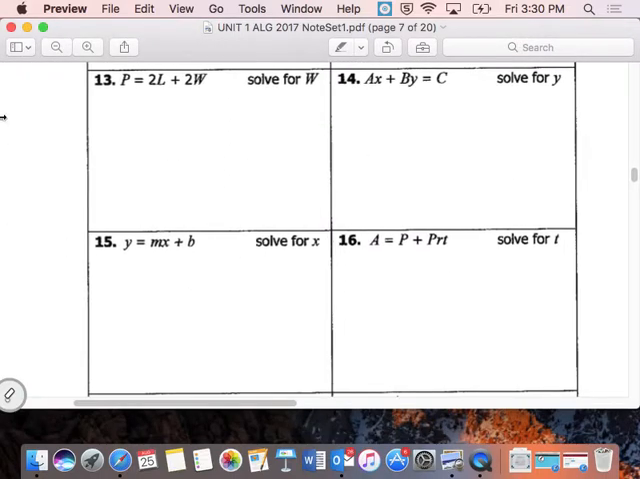Okay, they start to get a little more complicated as you go. Let's look at a problem like the perimeter problem in number 13. I'm asked to isolate the width of the rectangle in this particular problem. I think the easiest thing to do right now would be to simply subtract 2 lengths from both sides. And now to isolate the w, I need to multiply by 1/2.